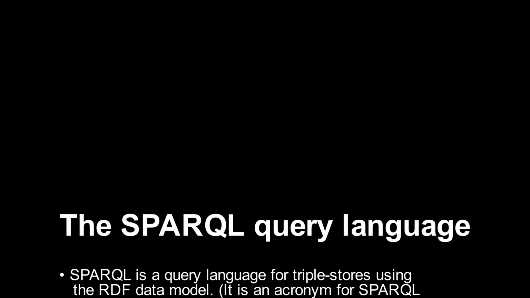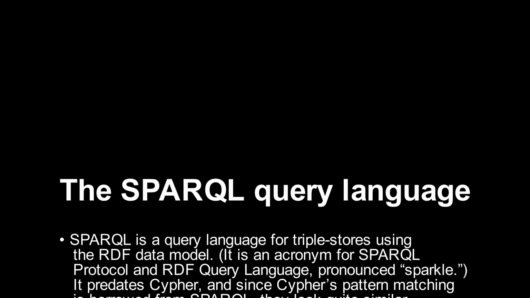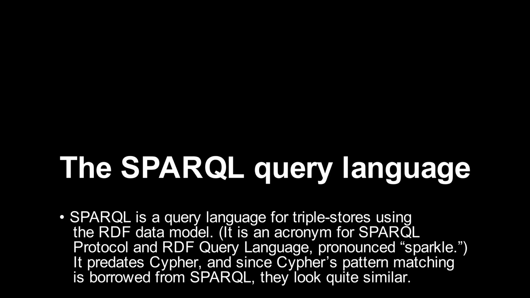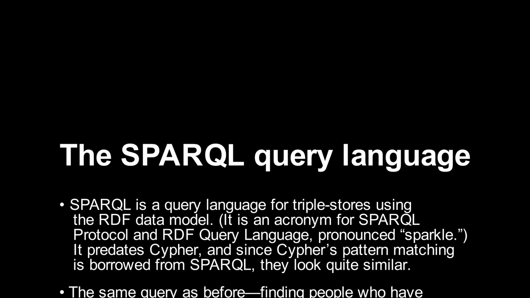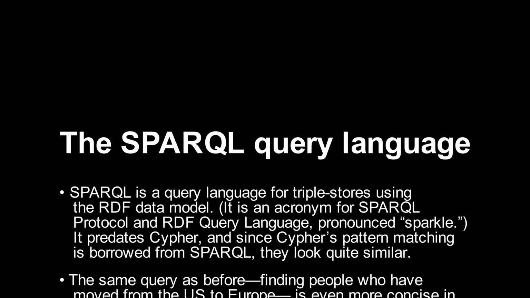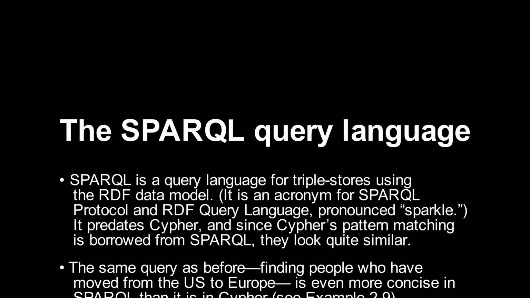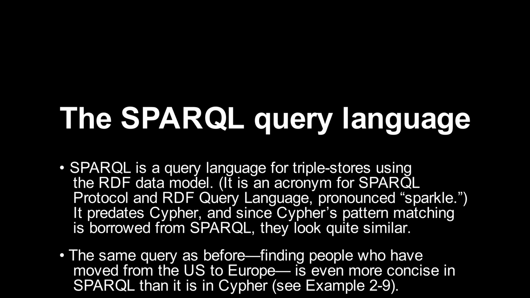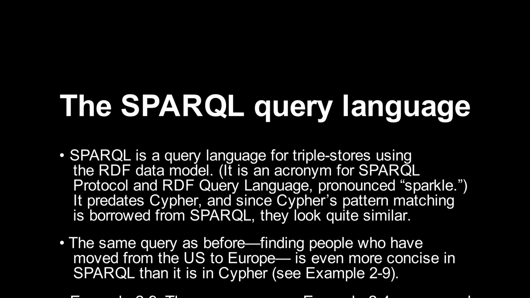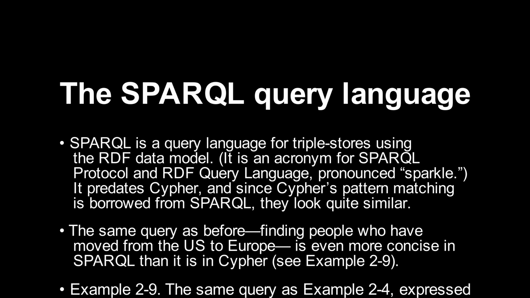The SPARQL query language. SPARQL is a query language for triple stores using the RDF data model. It is an acronym for SPARQL Protocol and RDF Query Language, pronounced "sparkle." It predates Cypher, and since Cypher's pattern matching is borrowed from SPARQL, they look quite similar.